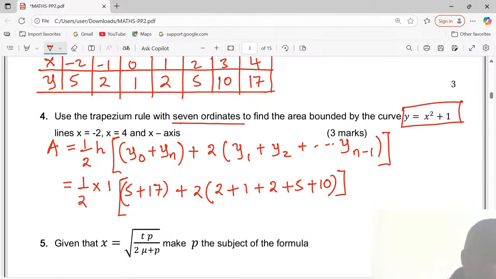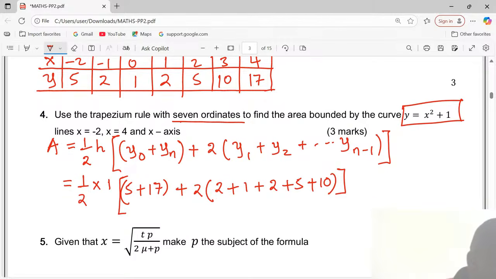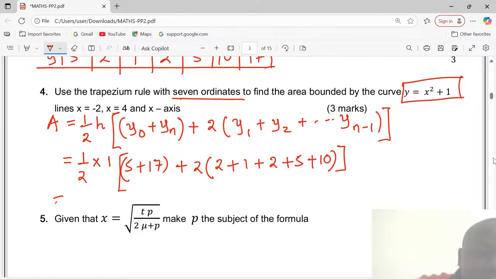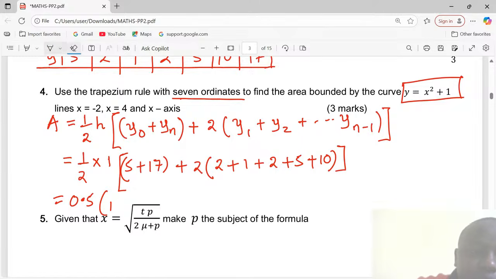That is a very clear substitution. A very clear substitution. Now, with that clear substitution, it means we can finish up, guys, by making good use of the calculator. Remember, this is a 0.5. Half times 1 is just half. Then we are having a 22, 5 and 17.